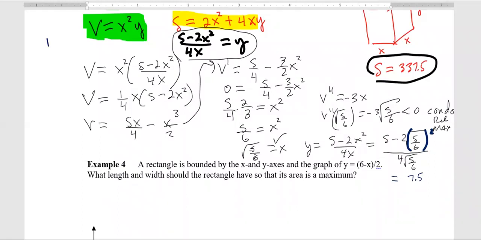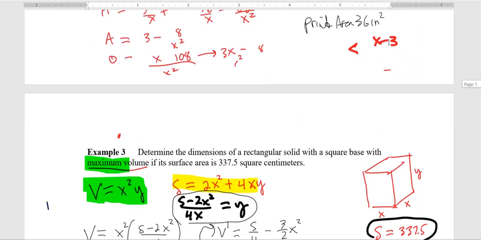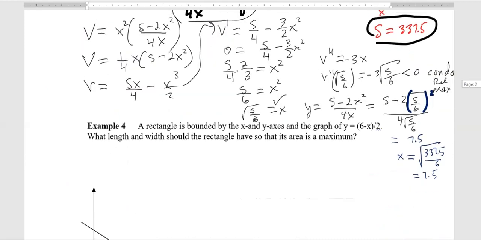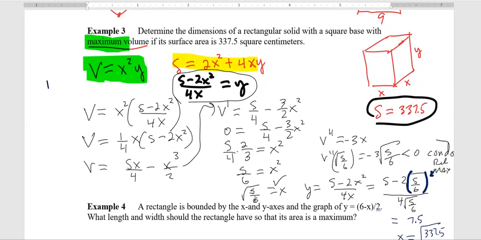And also, you'll notice that x is the square root of the 337.5 over the 6. It's also 7.5. Okay, so you basically have a cube. So x and y are both 7.5 units, and we can do the math to check that out. And we've already verified that we do have a relative maximum here. So good to go. X and Y are both 7.5.